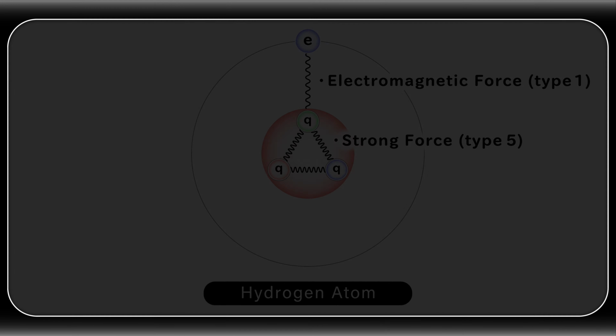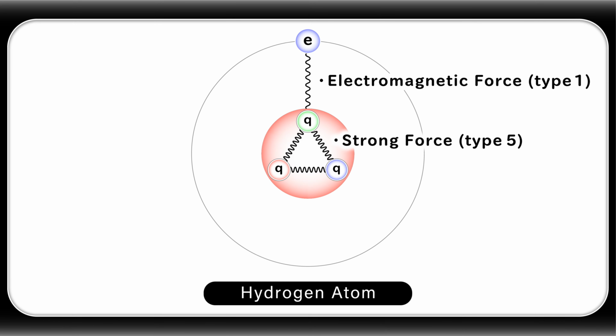Note 2. The strong force works on the inside of the proton, connecting quarks. On the other hand, the electromagnetic force works on the outside of the proton, connecting a proton and an electron. Related to this, type 5 is an introverted type, and type 1 is an extroverted type.